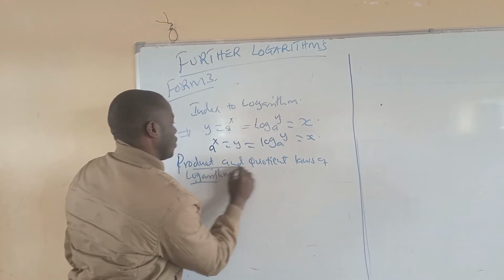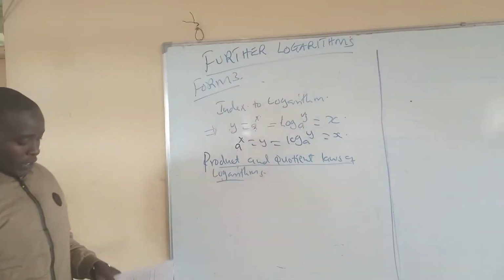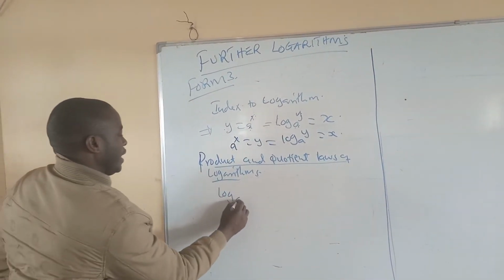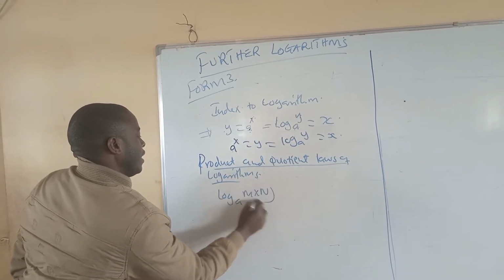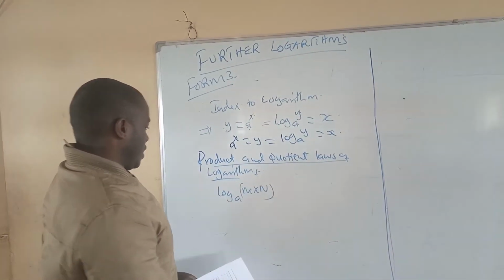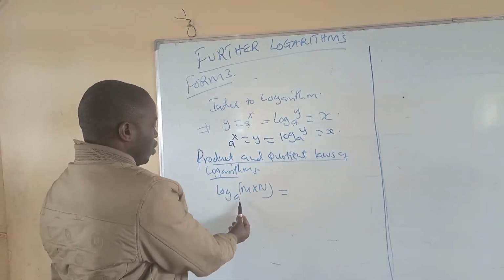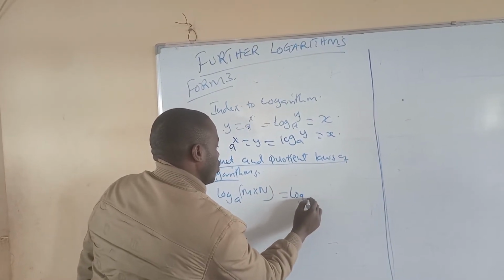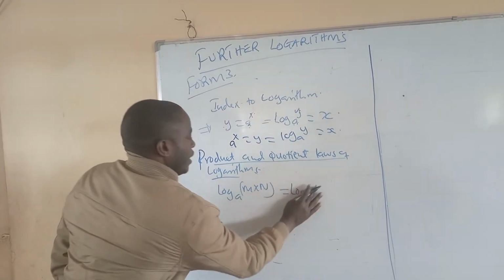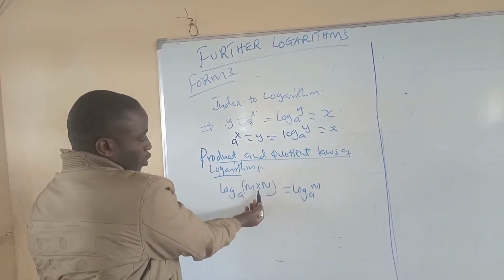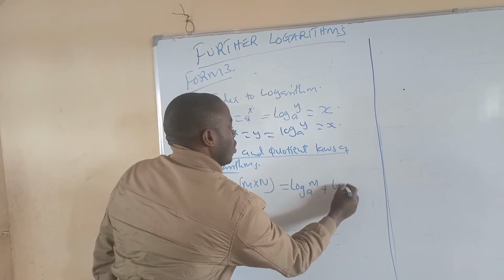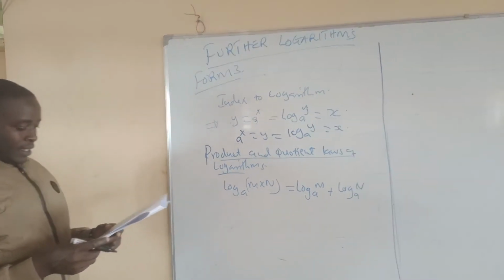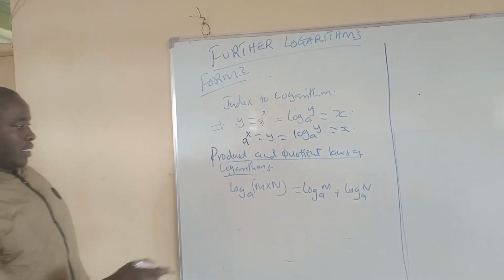So when we talk about the product and quotient laws of logarithms, we start with log to base a of m times n. How do we do it? We separate them. It will be log to base a of m plus log to base a of n. Because it was a multiplication, we add the two logs. We call it the product law.